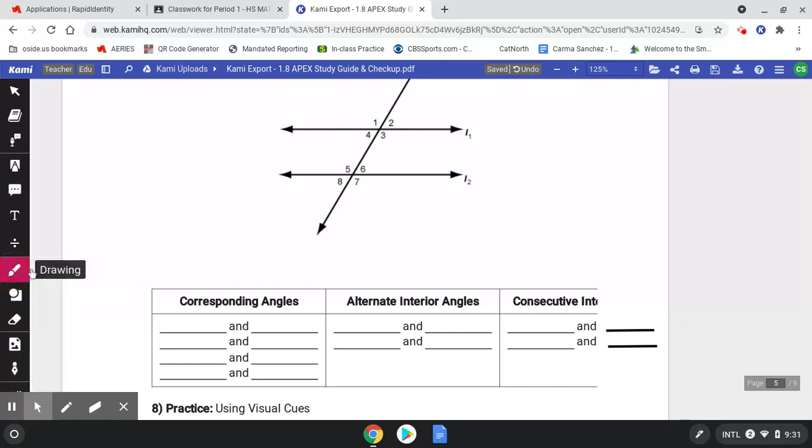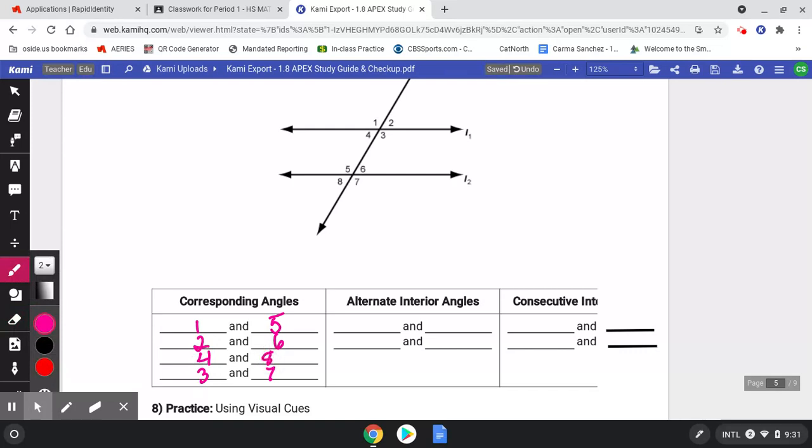Okay, so I'm just going to handwrite these. Let's go corresponding first. All right, looking at the picture, corresponding means on the same side as the transversal, but in the same spot. So for example, 1 and 5. Pause the video here and try and find all the other pairs. And let's see how you did. We also could have said 2 and 6. We also could have said 4 and 8. We also could have said 3 and 7.